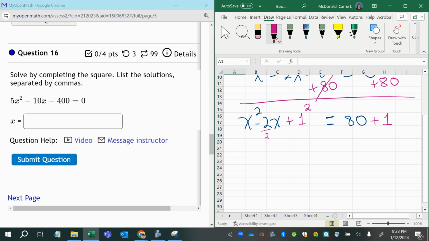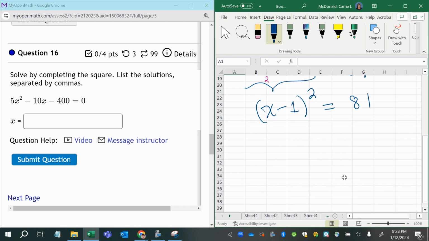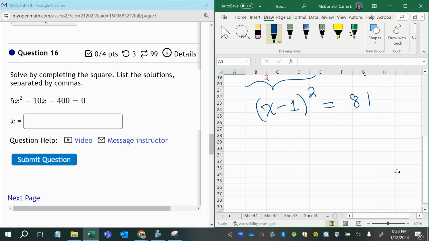Then this trinomial on the left can be rewritten as a binomial squared. x minus, always look at the sign in front of your middle term, x minus 1 quantity squared is equal to 80 plus 1 is 81. Okay, now we have completed the square. We have rewritten our perfect square trinomial as a binomial squared. We are all set up now to use the square root property, which we covered in a previous video. So now let's go ahead and take the square root of both sides so that we can get rid of this power of 2 there.